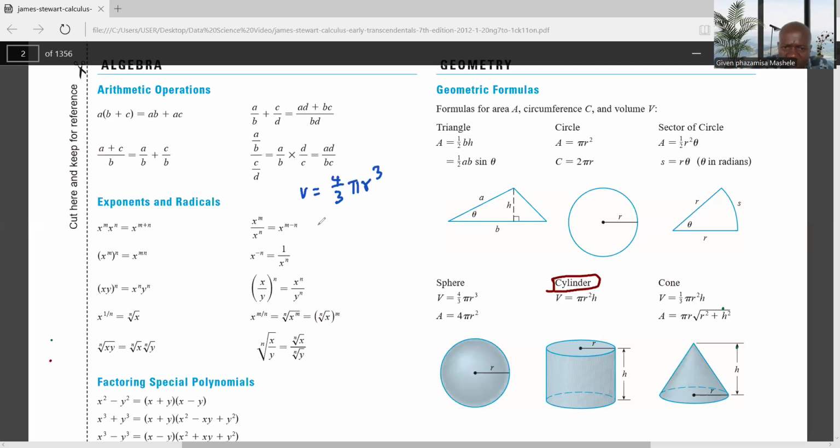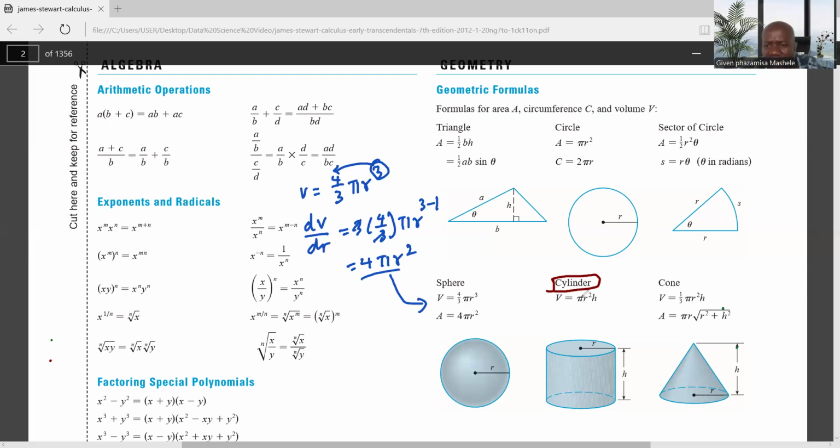Let's differentiate the volume with respect to the radius. Obviously, using your knowledge of differentiation, this will be 3 times 4 over 3 pi r to the power of 3 minus 1. And this actually will give you 4 pi r squared. You see, this is the formula for the area of a sphere.